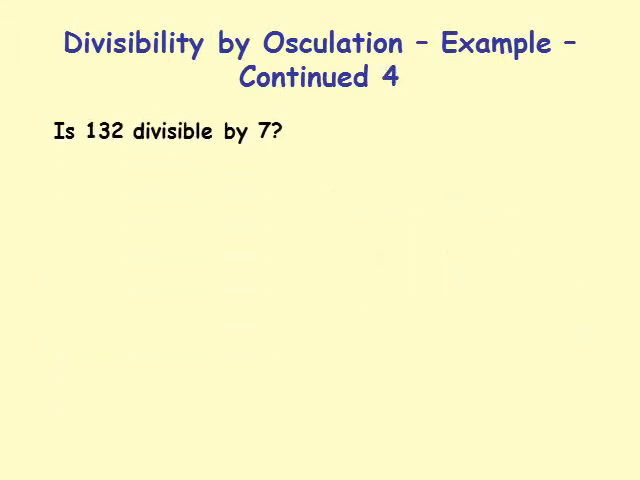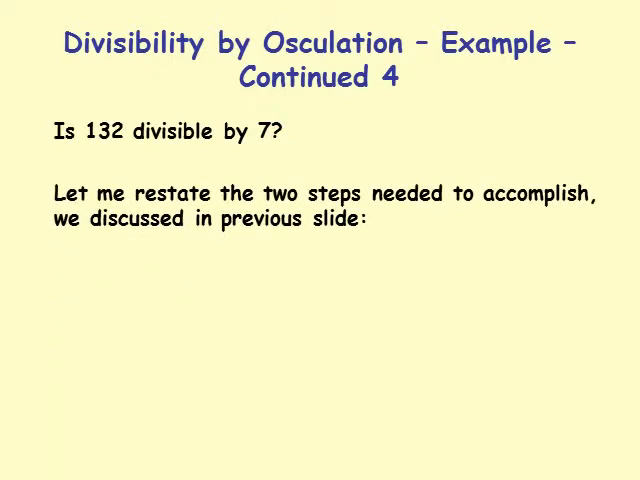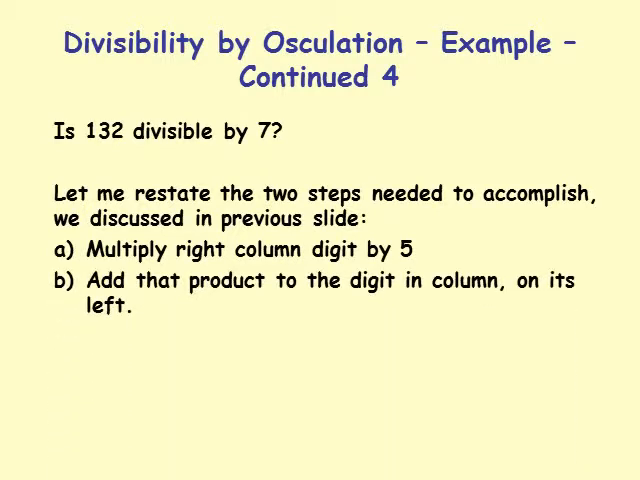Let's reiterate again. Is 132 divisible by 7? What did we do? First, let me restate the two steps needed. First, multiply the right column digit by 5. That's 5 times 2, which is 10. Second, add the product to the digit in the column on its left. So we multiply the right column by 5 and add that to the column on the left.